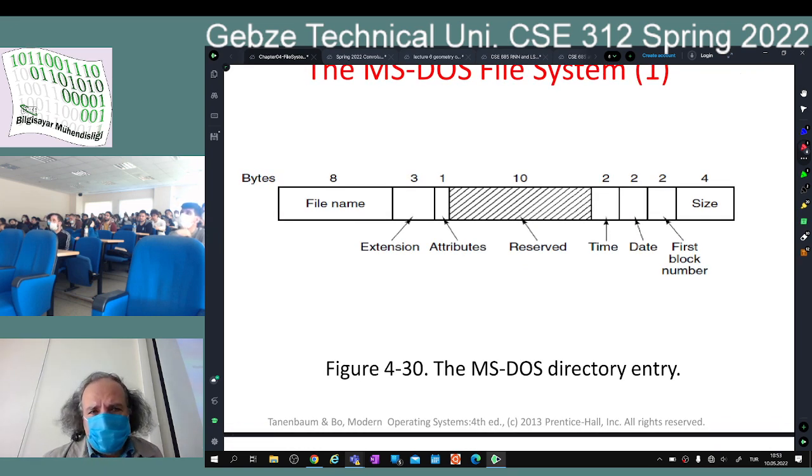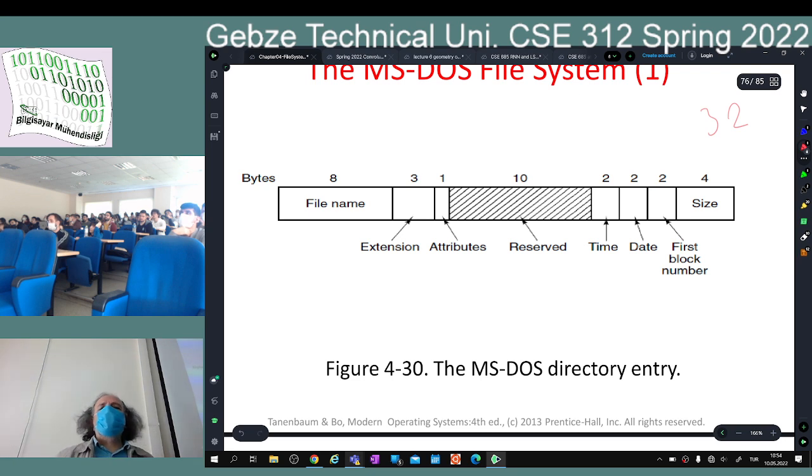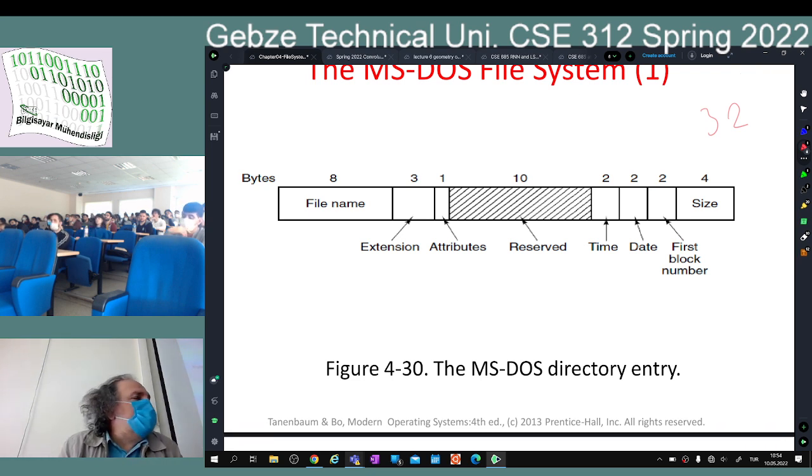How many bytes is this? It is 12, 22 and 28, 32. Yeah, 32 bytes. 32 bytes for each MS-DOS directory entry. It is fixed. You cannot make it smaller, you cannot make it larger. Since it is fixed, it is very easy to access the fifth element of a directory entry, and so on. We know those.